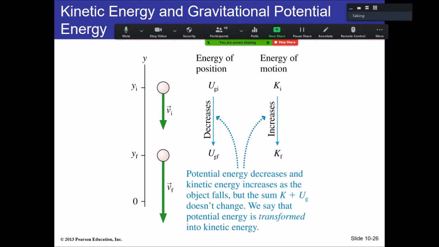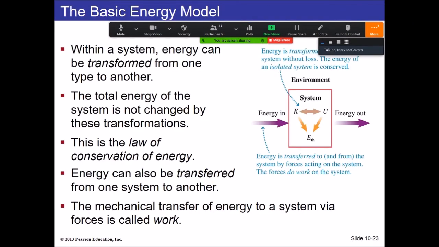Where the object possesses a bunch of potential energy, it loses it, and then what happens is the kinetic energy increases. We call this energy transformation. This is part of the conservation of energy. And this is what's nice about energy: we can bookkeep it. We can keep track of it. That's the important aspect of this, that we can keep track of energy. Let's talk about energy.